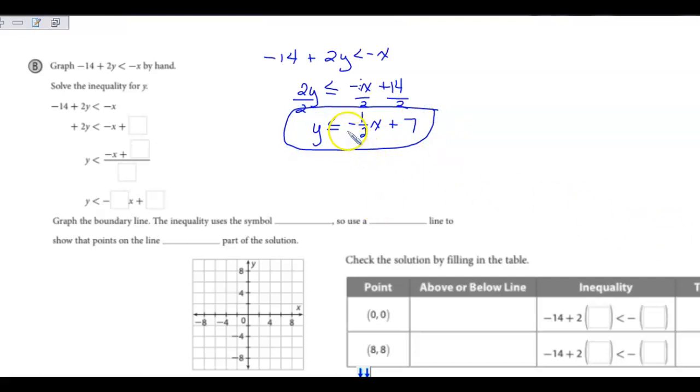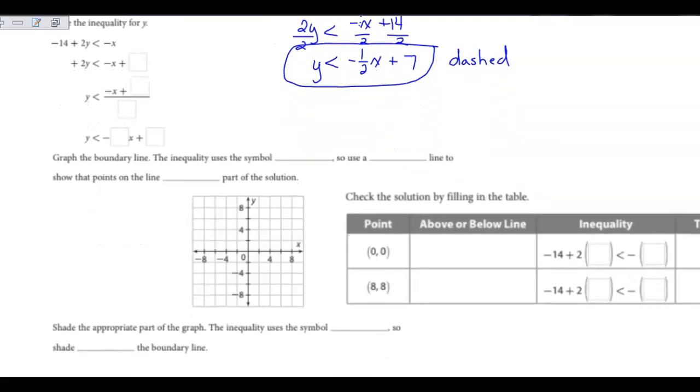Now, I need to fix that. Those were just less than. They were not less than or equal to. Because it's less than, this is telling me it's going to be a dashed or dotted line. Okay? So I have y is less than negative 1/2 x plus 7, and I'm going to graph it in this graph.